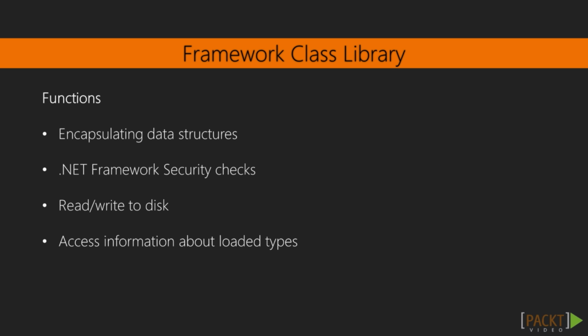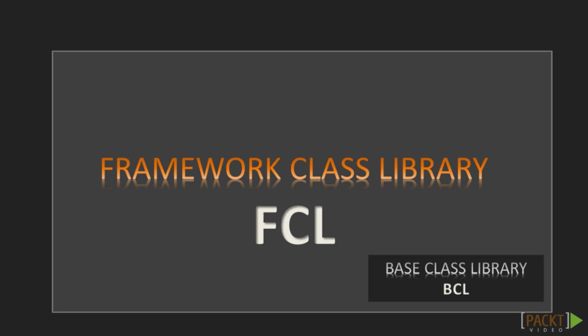Some examples of functionality that it offers are encapsulating data structures, .NET framework security checks, reading and writing from a disk, and accessing information about loaded types. So there's a whole host of functionalities that it offers, and it's essentially the reason why it's called a library. It's a library of resources. Now, at times you might hear about the BCL, which is just a stripped down version of the FCL. It has some, but not all, of the features of the FCL.